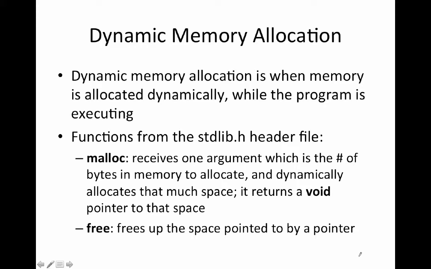The functions that we use are both from the stdlib header file. Malloc, which stands for memory allocation, receives one argument, which is the number of bytes in memory to allocate, and then it dynamically allocates that much space, and it returns a void pointer to that space. So it returns a pointer of the type void. Now that's to dynamically allocate memory. The function free frees up the space that's pointed to by a pointer. So you can dynamically allocate memory while the program is executing, and you can also free up memory.